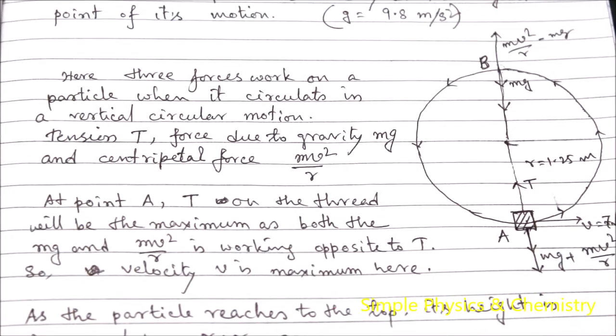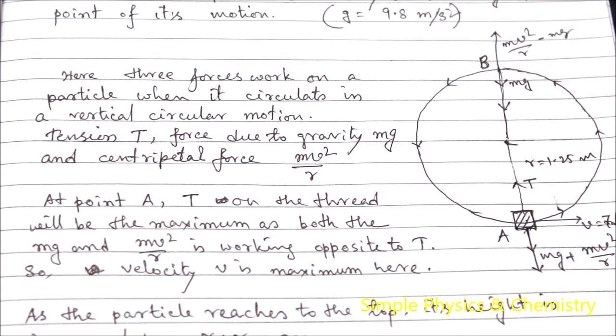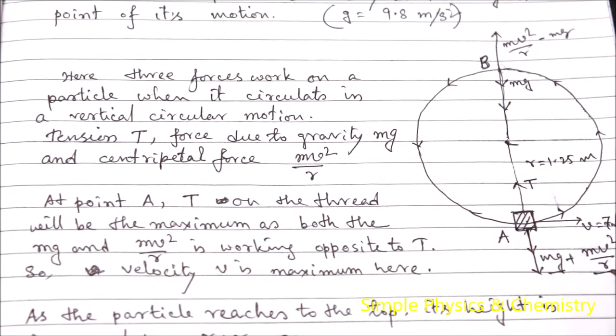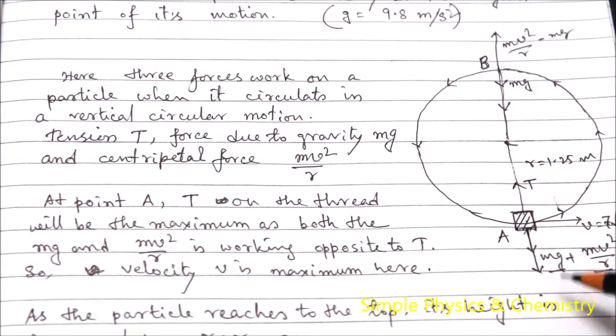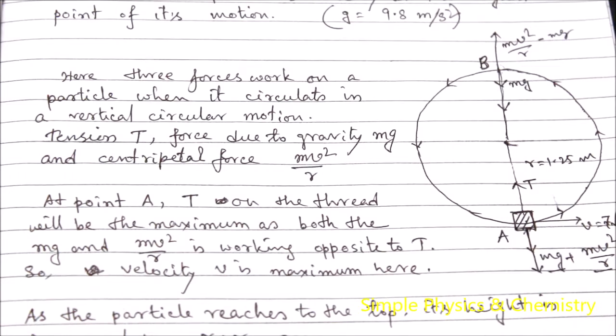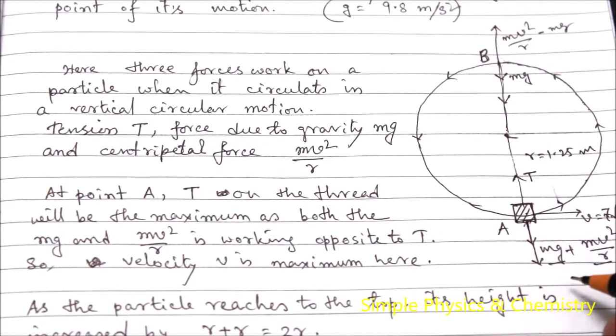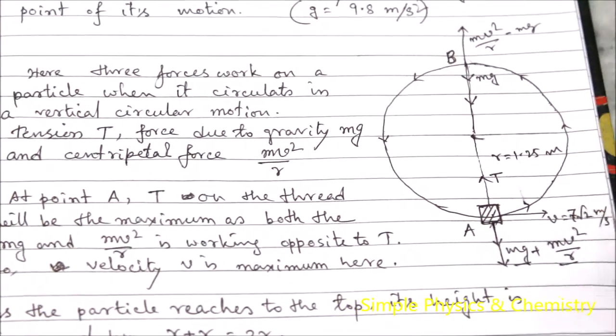Now at point A, the tension on the thread will be the maximum, as both mg and mv squared by r are working in the same direction, that is away from the center of the circle, and tension is always inwards toward the center of the circle. So at point A, the velocity will be maximum, which is given in the question.